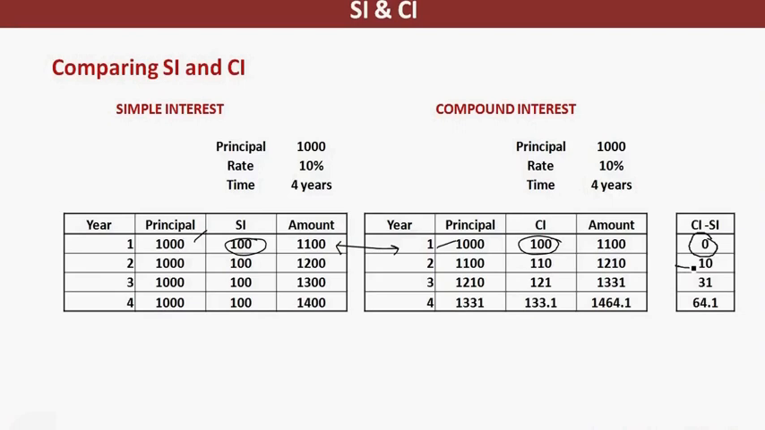So let's look at the difference point of view. In the first year, there's no difference, as we have discussed. In the second year, there's a 10 rupee difference in this particular example, which increases to 31 in the third year and 64.1 in the fourth year. So imagine if you had invested this for 20 years, there would be a huge difference between compound interest and simple interest. If you have to invest, obviously compound interest is always a better option because you get interest on the increased principal rather than on the initial principal that you started with.